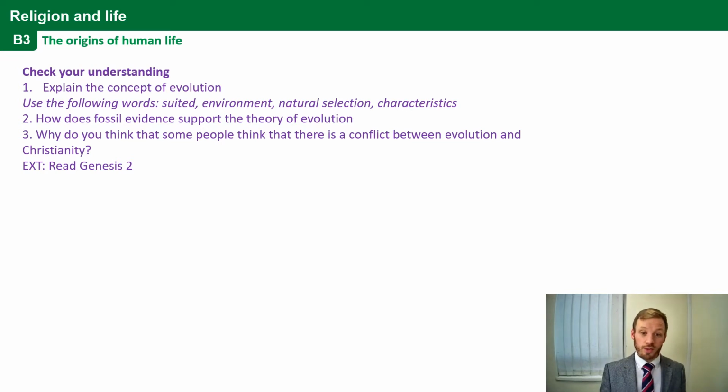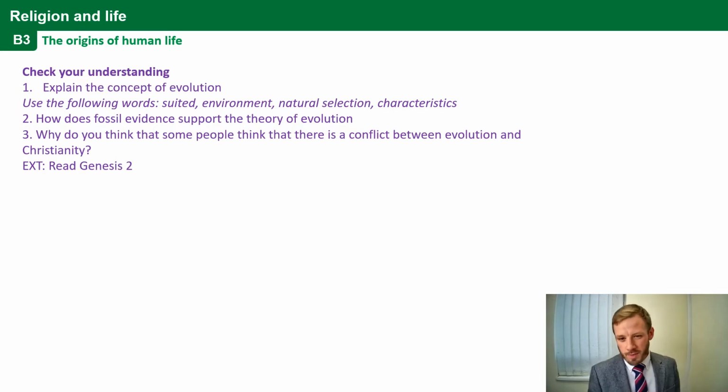How does fossil evidence support the theory of evolution? Kind of in two ways. Through fossil evidence, we can see that some species have died out, whereas some have evolved over time and changed to suit the environments that we find them in.